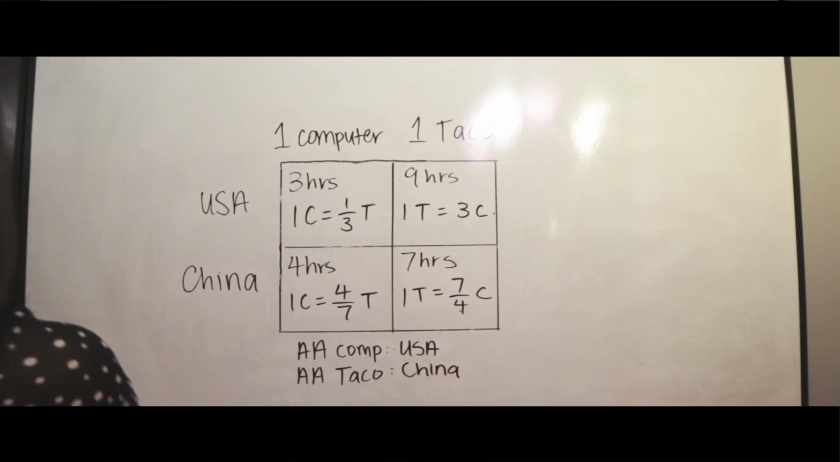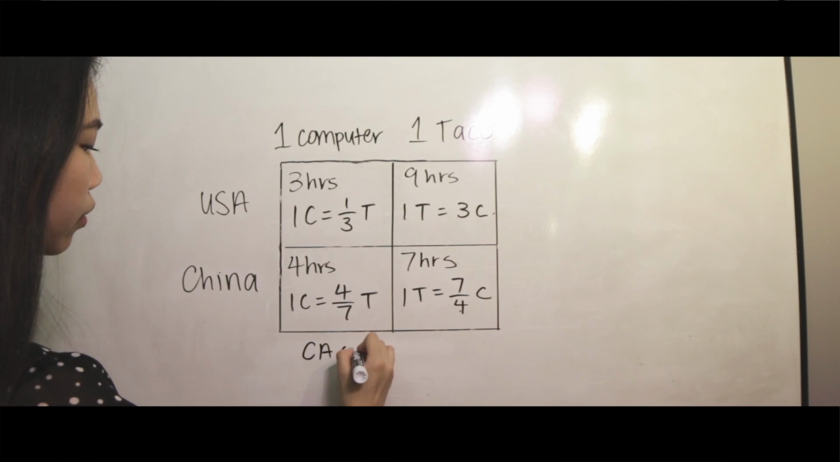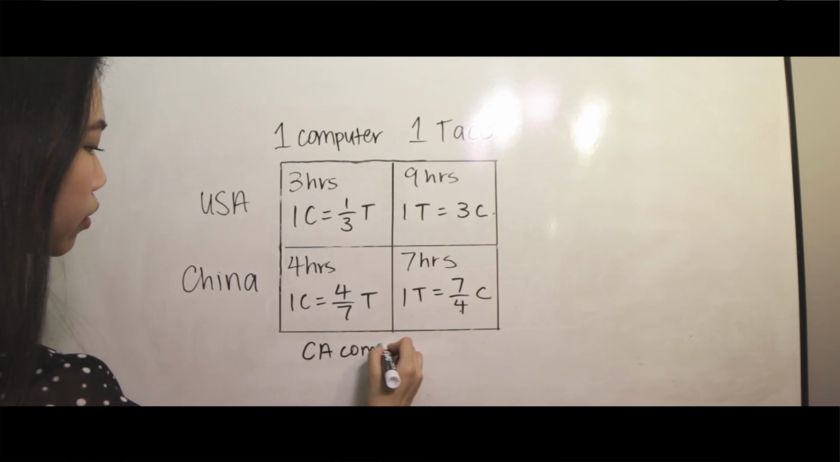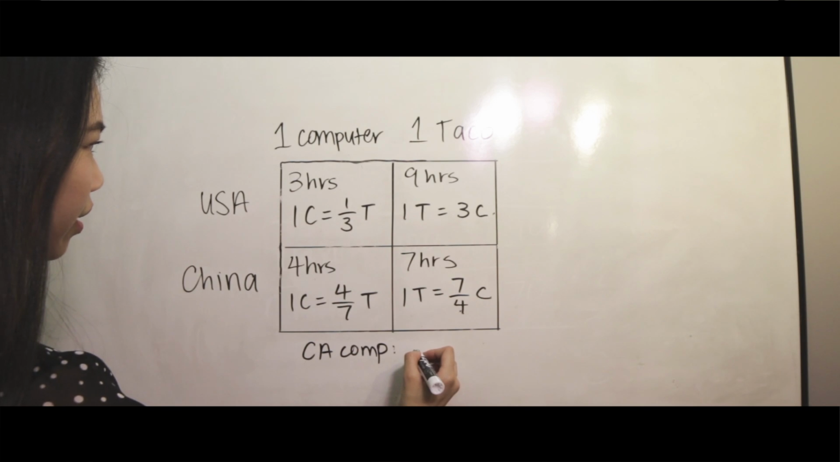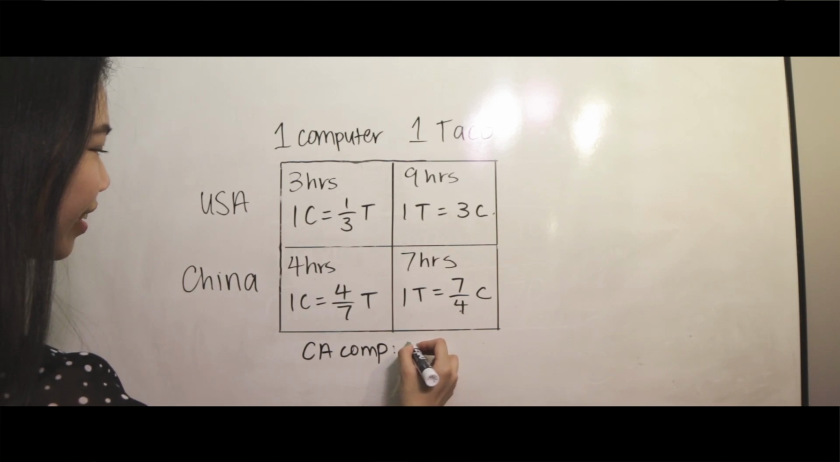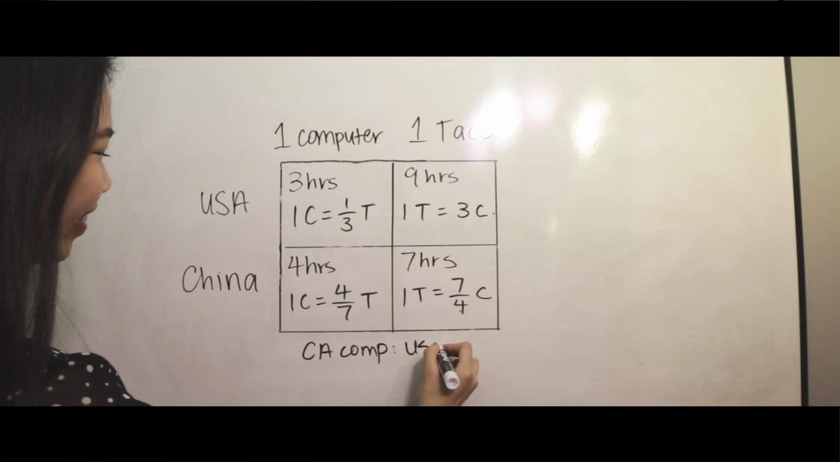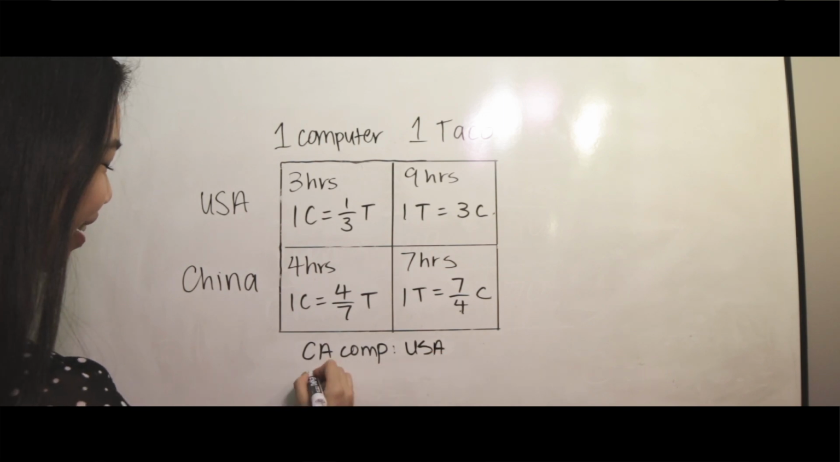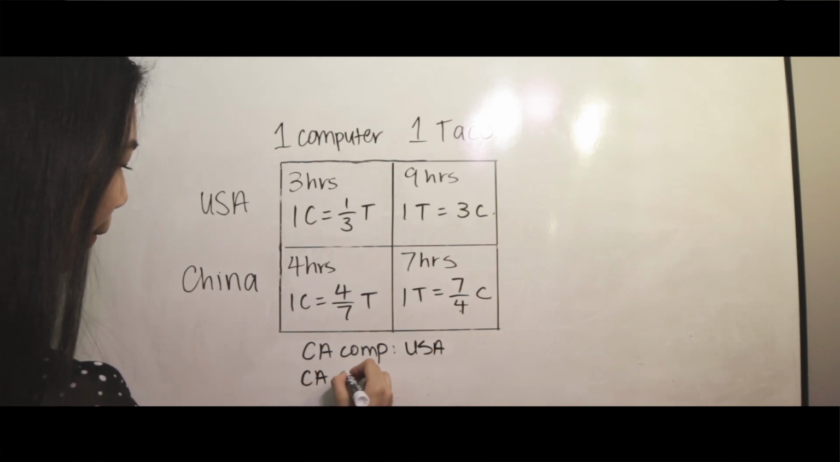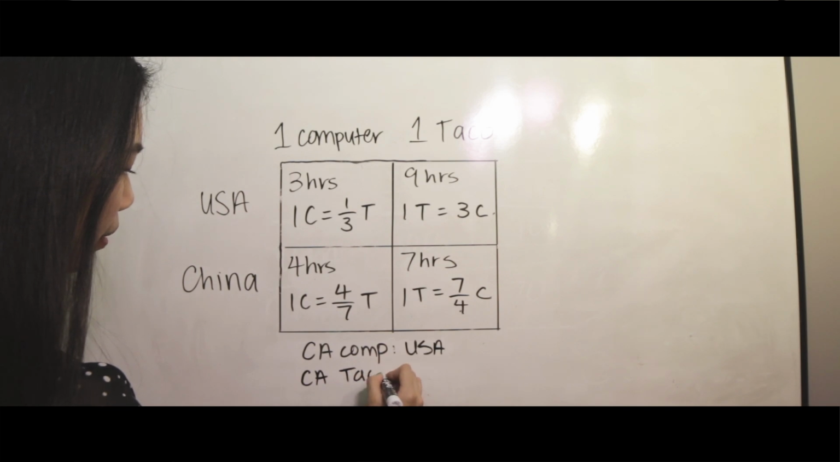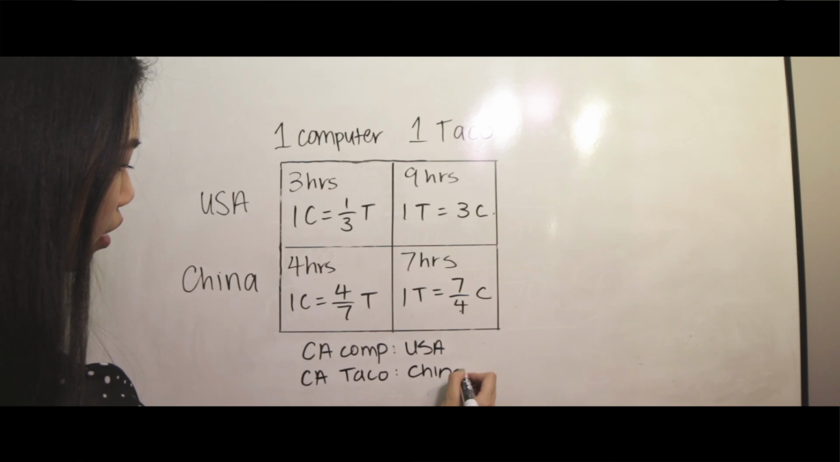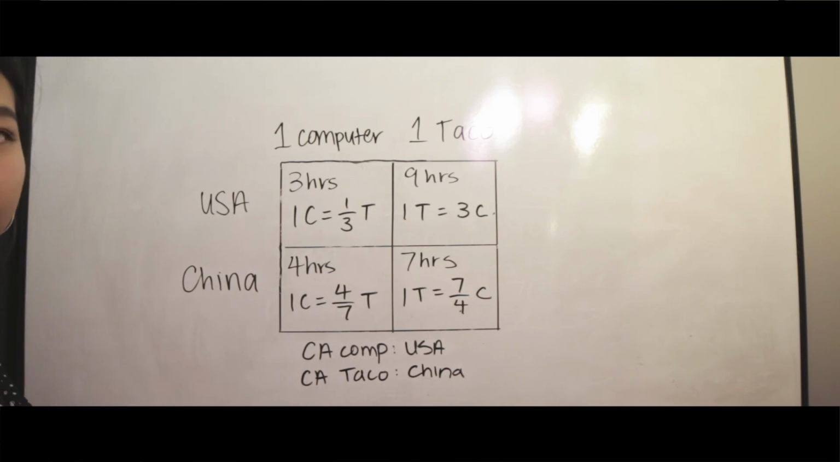However, instead of looking at the greatest number, we're gonna look for the smallest number. Because this is an input problem, we're looking at the least amount of resources that are needed to produce one computer and one taco. This means that the United States has comparative advantage in the production of one computer because it takes less hours to produce than in China. China has comparative advantage in the production of one taco because it takes less hours to produce than in the United States.